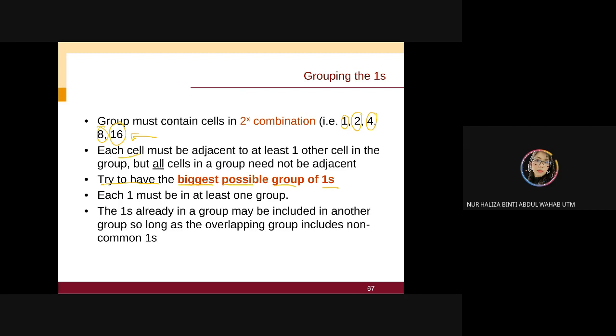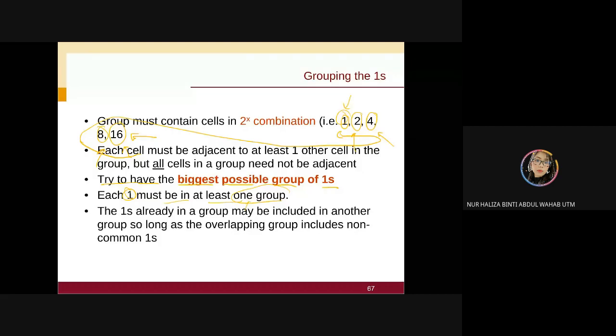So that's why your priority will be like this: you prioritize 16 first, and then 8, and then 4, 2, and lastly 1 if you don't have any adjacent to each other. So each 1 must be in at least one group. You can have possibilities to have more than one group, but at least it should be one.